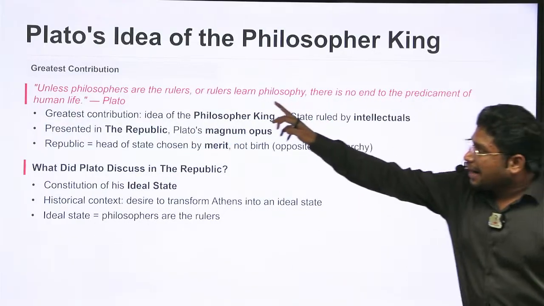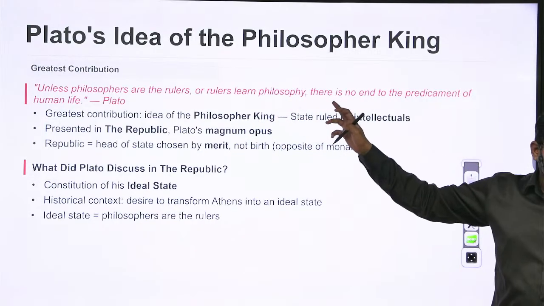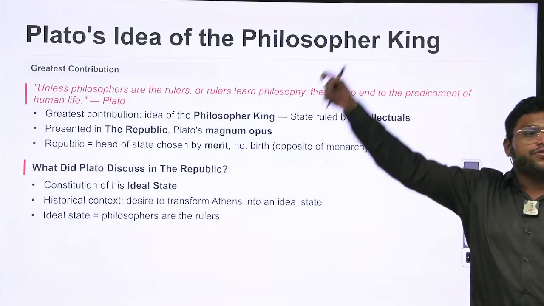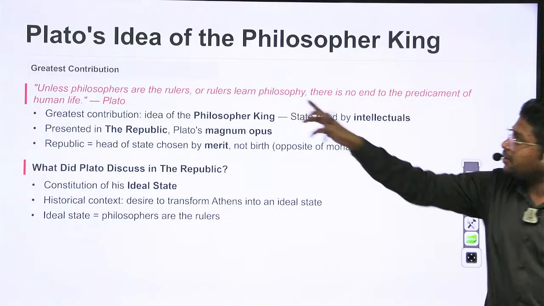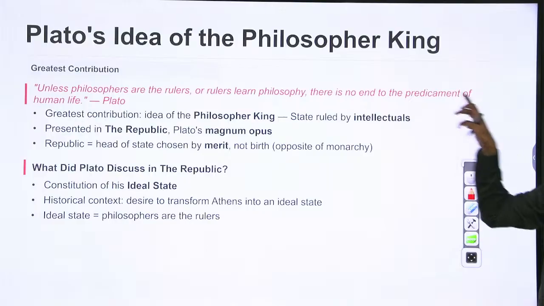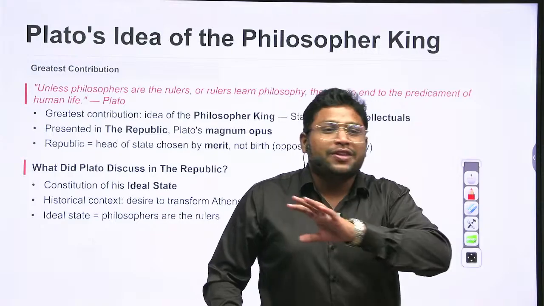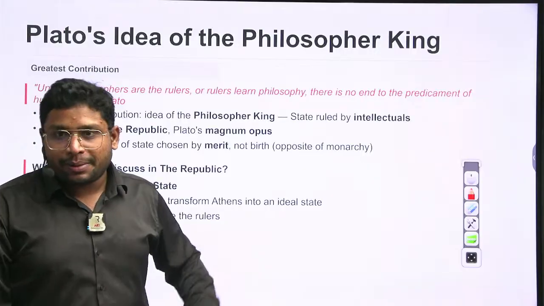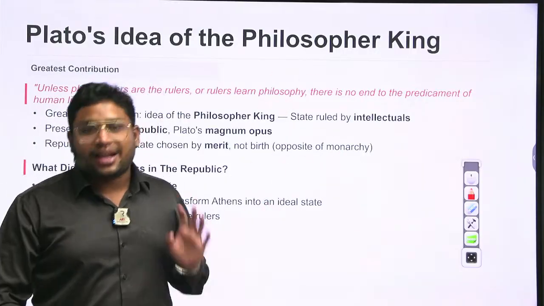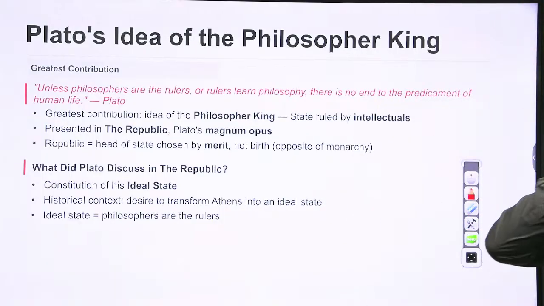That's why he says, until philosophers are rulers, or rulers learn philosophy, either you make a philosopher king, or the king should learn philosophy. That means he will become a philosopher. Till that time, there is no end to the predicament of human life. That means till that time, the problems and miseries of people will not go. Till the time some philosopher becomes the king. Till the time bad people rule, there will be misery in our life. That's what he's trying to say. In the ancient time, and till present time, we never learned this thing from this guy. Yes? Okay.